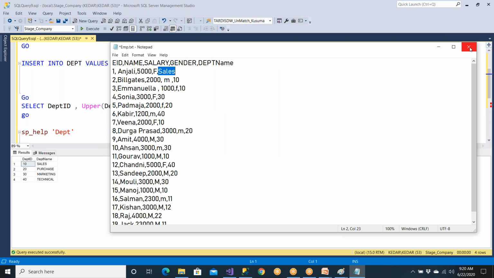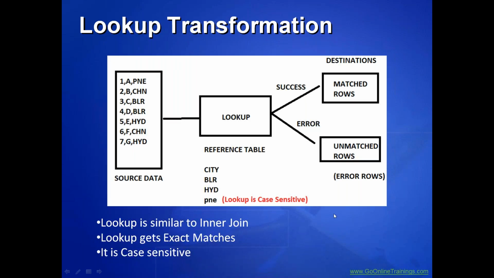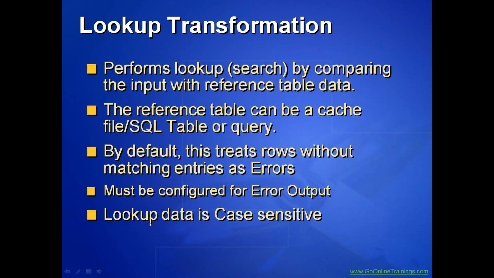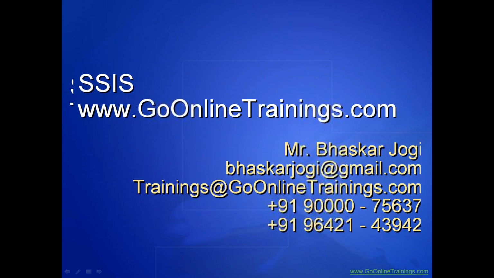Clear? So remember all these things, guys. Lookup is very, very simple and straightforward, but lookup data is case sensitive, and it must be configured for error output. By default, it treats rows without matching entries as errors. Those records are not actually errors. Those records are unmatched data. And lookup will have different caches. And the lookup reference table should be in SQL only. Okay. So lookup performs this comparison operation always.